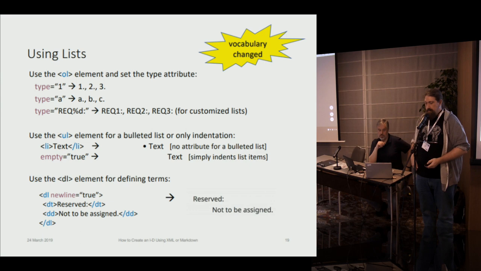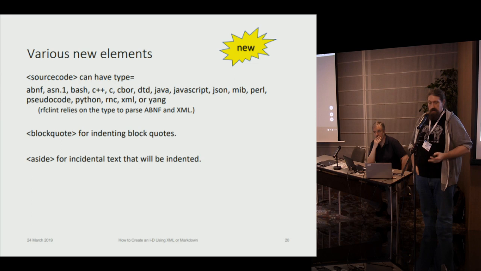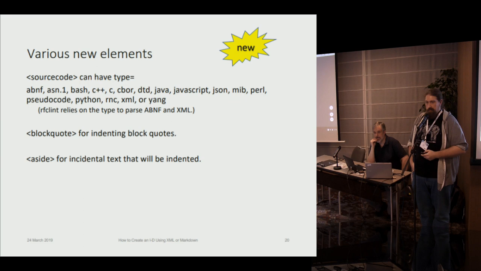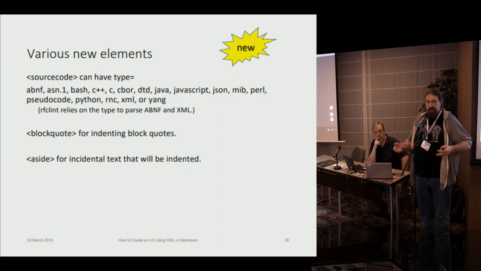Some of the other new elements we have are source code. Instead of using artwork, there is now a source code element that has a number of types that it supports natively. On request, I'm sure Henrik can point us to any additions if others come up. Then block quote is good for indenting quotes if you're quoting certain lines from other documents or other things. And an aside is for incidental text like a warning, a callout, or a note, which gives you more flexibility in putting things together in your document.